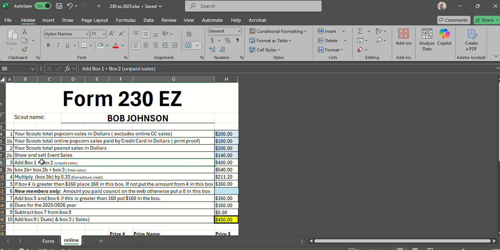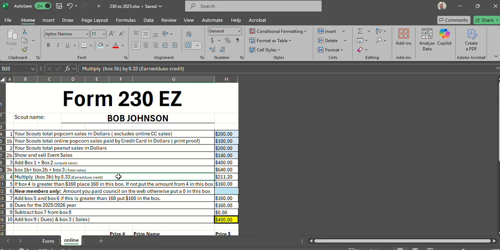All right. So the automatic formulas are going to calculate that for you, but you could also do it by hand. So add boxes 1 and 2, your Scouts total popcorn sales in dollars and your online sales in dollars. That's $200, and peanut sales $200 is $400. And then boxes 1B, which is your online sales, 2B, which is your show and sell event sales, and box 3, which is adding box 1 and 2. So basically all the sales that you've earned total into this box here, which is 640.